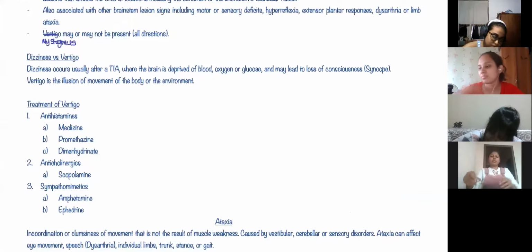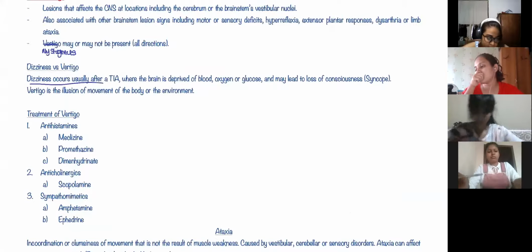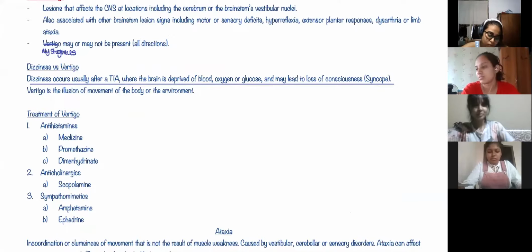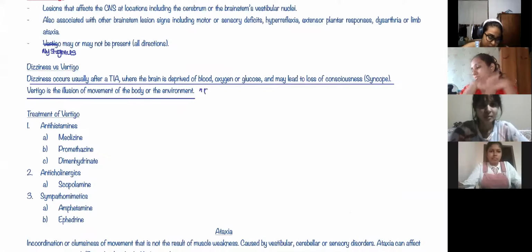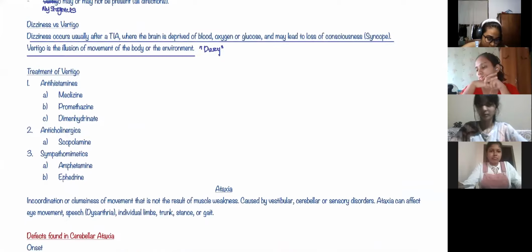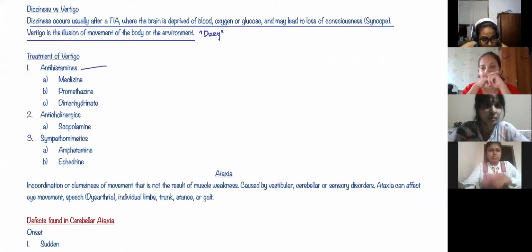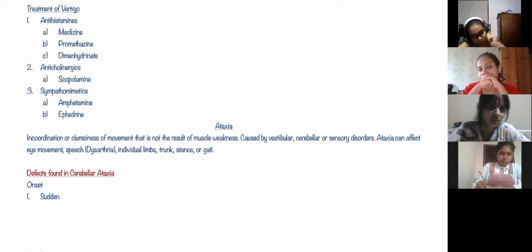Next, we have dizziness versus vertigo. I talked about this. Dizziness occurs after a transient ischemic attack and may lead to loss of consciousness. Vertigo is the illusion of movement of the body. Patient basically says he feels dizzy. And for treatment of vertigo, you can give antihistamines. You can give any antihistamine, but Oxford, some textbook says these drugs. If you know any antihistamine, tell me a simple antihistamine that you know.